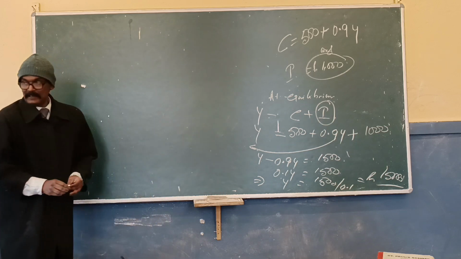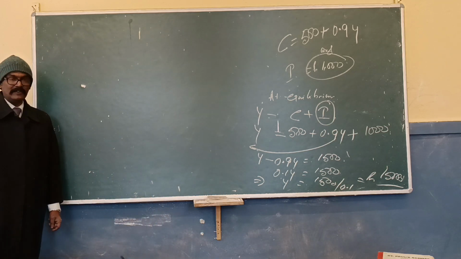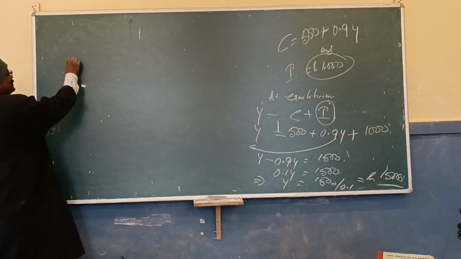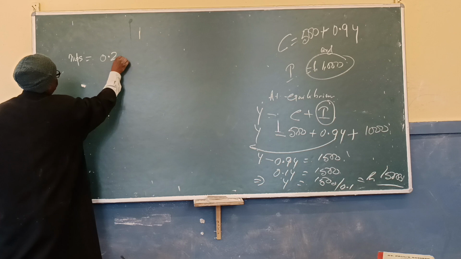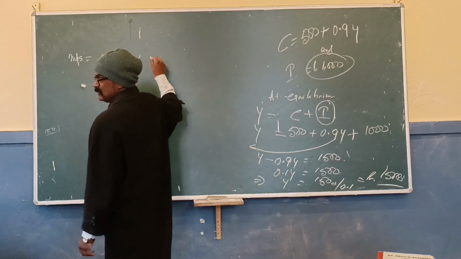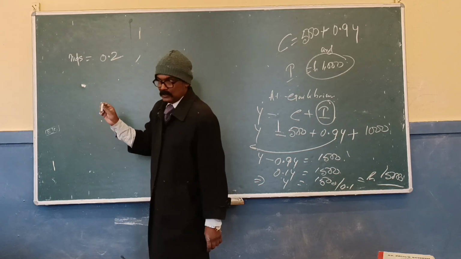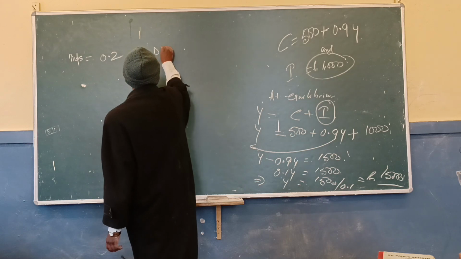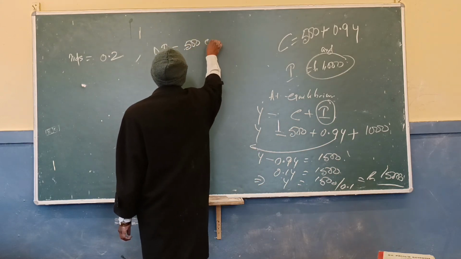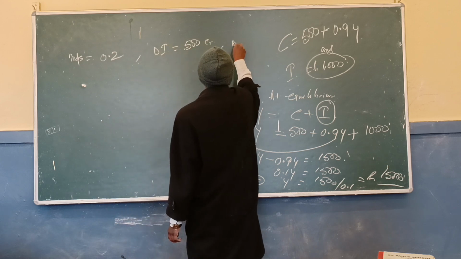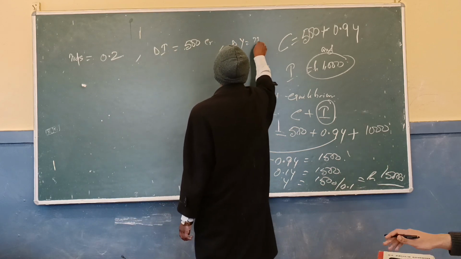Now, okay, tell me what are the things given in the question. First, MPS is given. MPS is equal to how much? 0.2. What more is given? Increase in investment, isn't it? So delta I has been given as 500 crores. What do we have to find out? Delta Y. We have to find it.